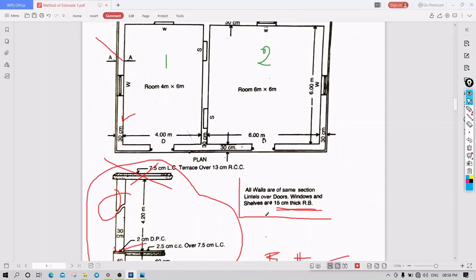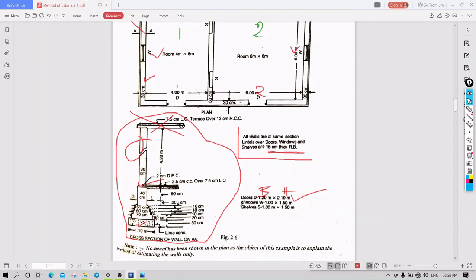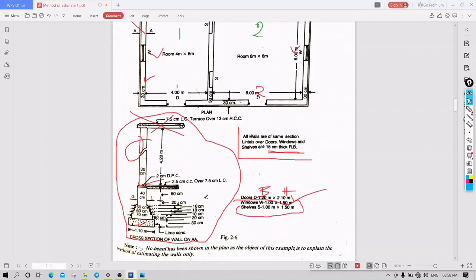So here in this figure you can see, two doors are there, and windows one, two, three, four windows are there. What about shelves? They have not given shelves, I am not seeing them anywhere, they have not mentioned it. So I'll consider two shelves. So this is the data. You can also take four, no problem.